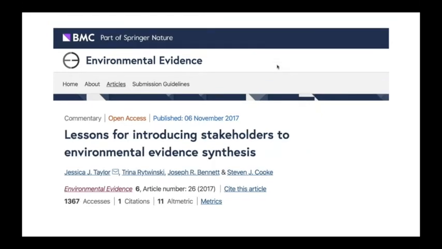And then Jess Taylor and her colleagues from Carleton University talk about their experiences in introducing stakeholders in Canada to systematic reviews in the field of environment, particularly in the field of fisheries. But it's a really interesting read in terms of how to go about telling people about the value of systematic reviews without overwhelming them with jargon, and also importantly making sure that their expectations are met when you finally get through to the systematic review stage, that you don't make people expect too much through your promises of what a systematic review or a systematic map in the field of environment can do.